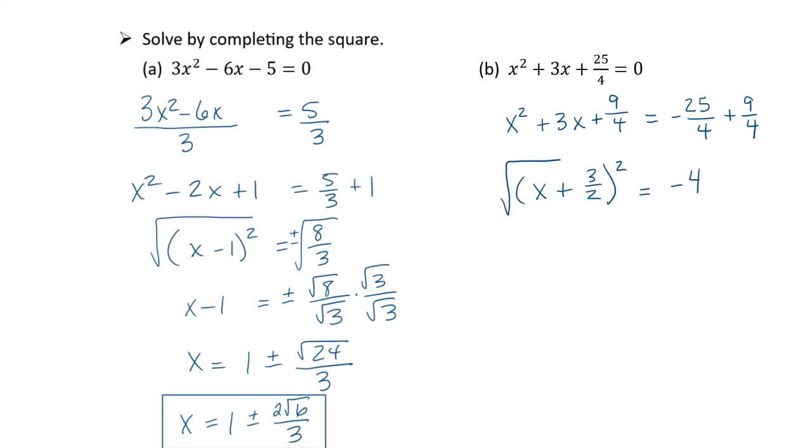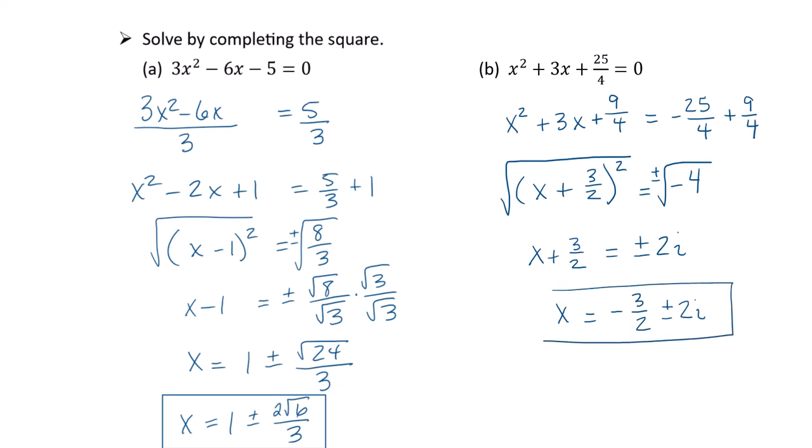Now I'm going to take the square root of both sides, and don't forget your plus minus. So then I'll have x plus 3/2 equals plus or minus 2i. Subtracting 3/2 from both sides so that I have my x completely isolated is negative 3/2 plus or minus 2i. The solutions here.